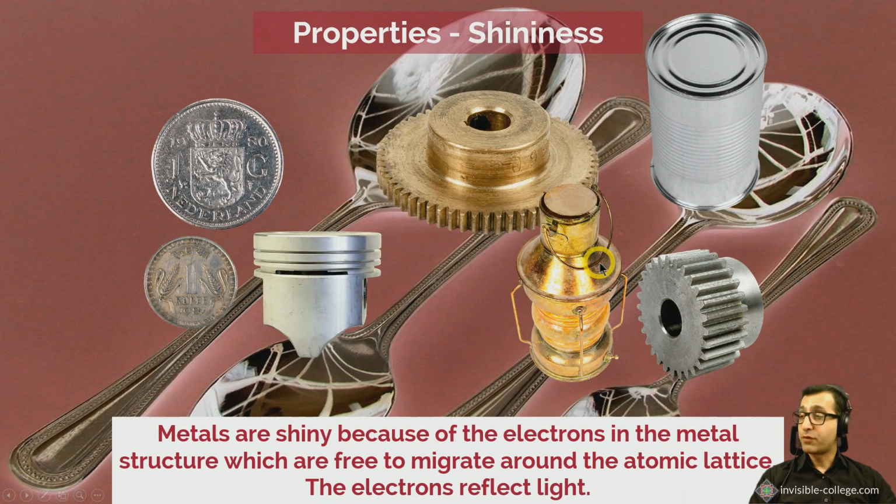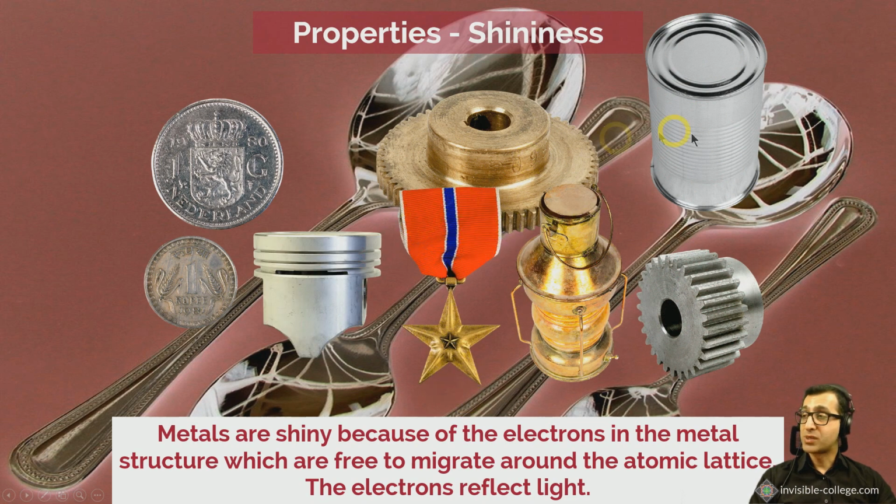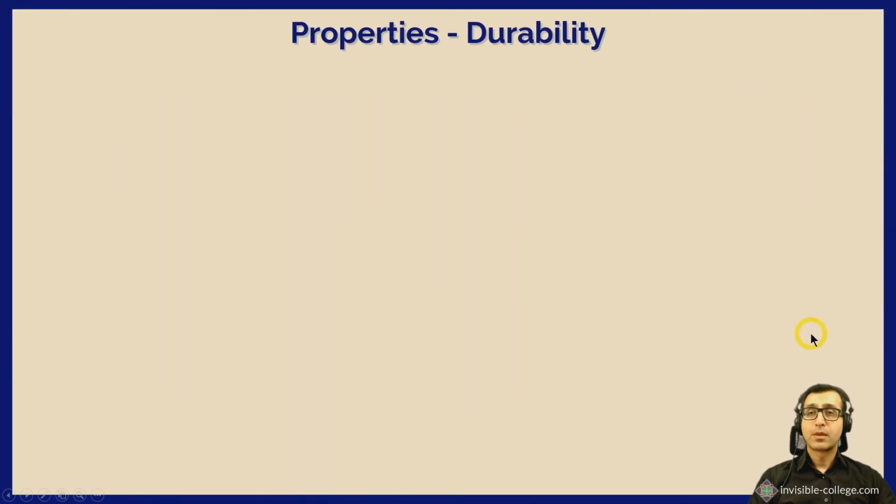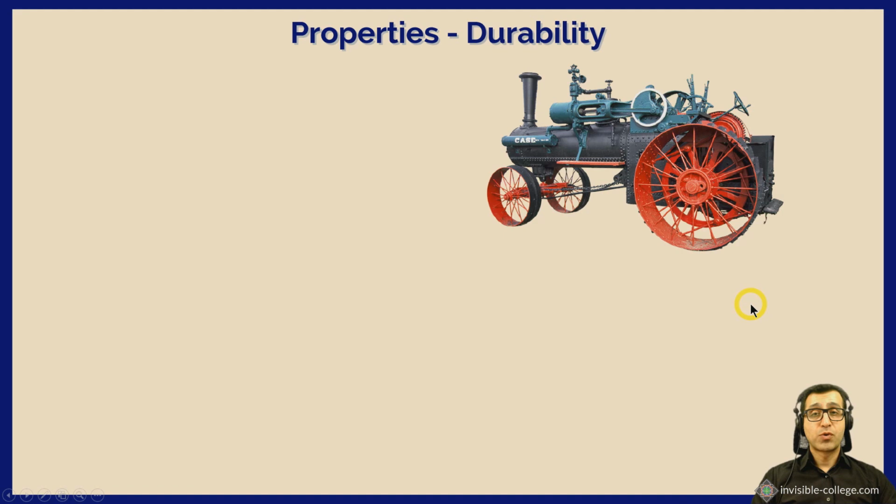So here we can see different kinds of metals and also the alloys of different metals and their various different kinds of reflectivity. And this is all as a result of, again, the delocalization of electrons around those metallic lattices. Now, the durability of metals is again due to their structure and bonding.